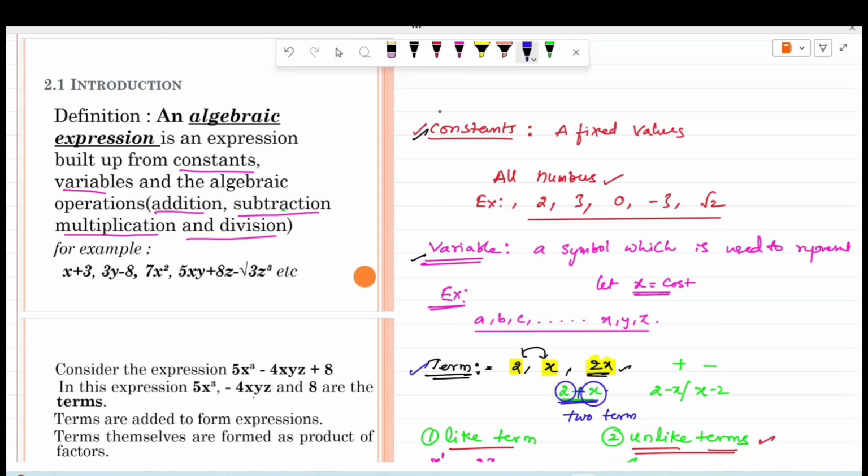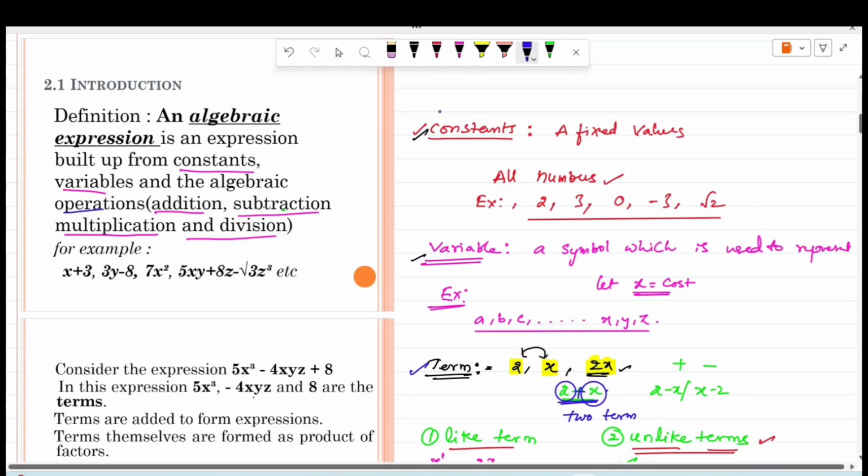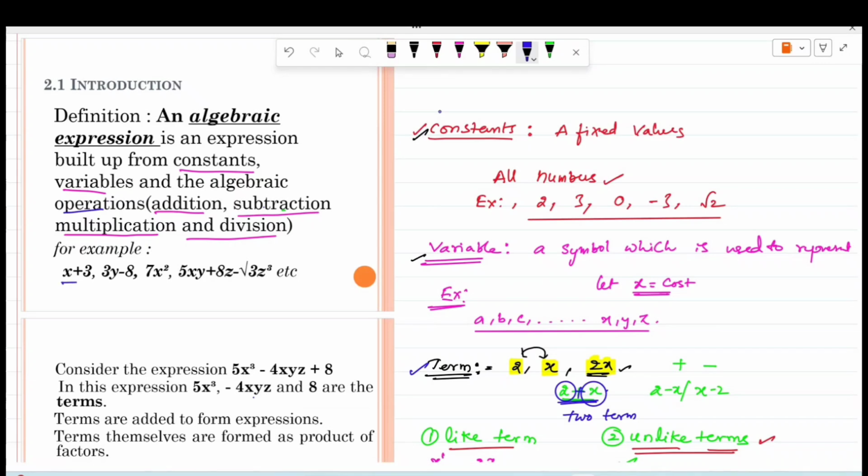An algebraic expression is an expression built up from constants, variables, and algebraic operations. Algebraic operations such as addition, subtraction, multiplication, and division. These are the examples we have written here. x plus 3 is one expression, and 3x, 3y minus 8, 7x square, 5xy plus 8z minus 3 root 3z cube, etc. These are the examples.